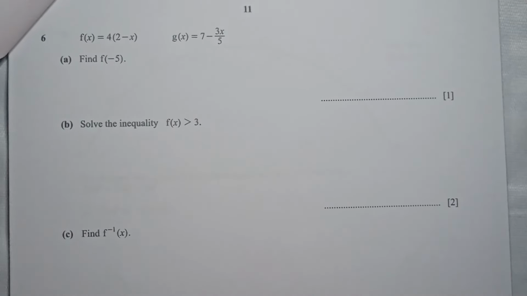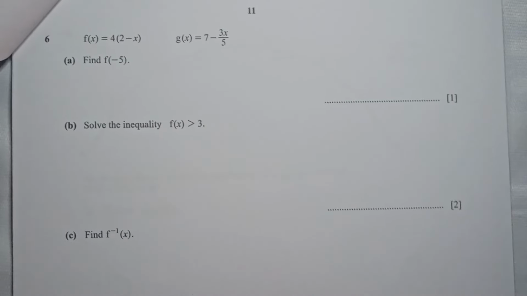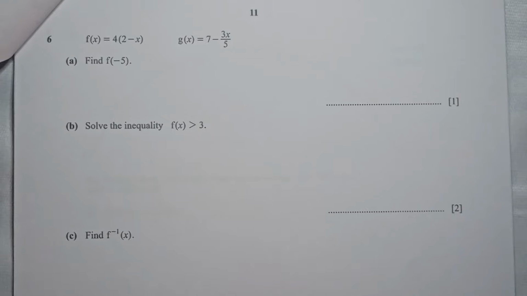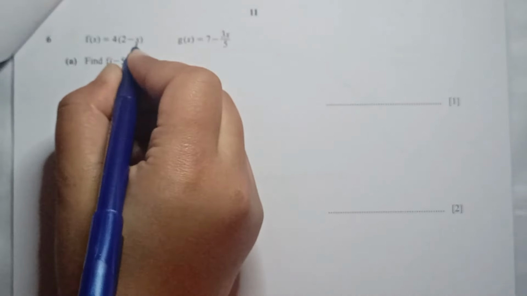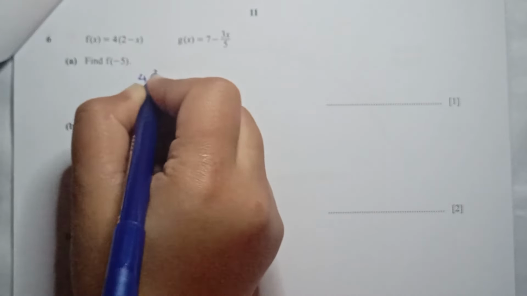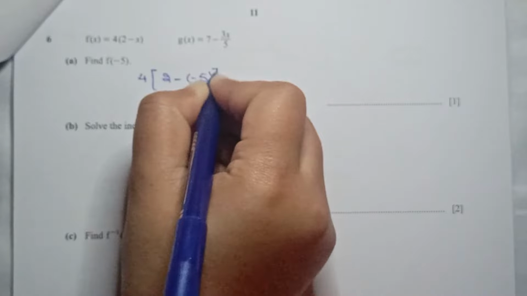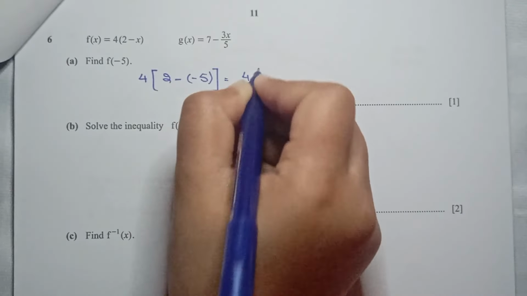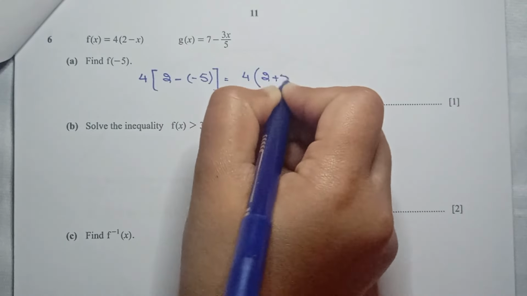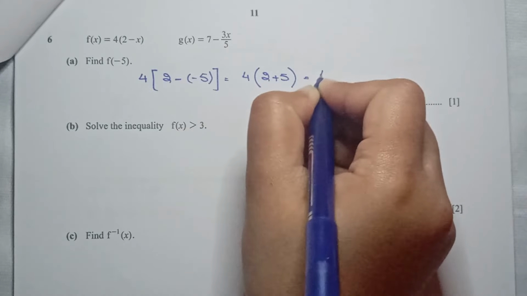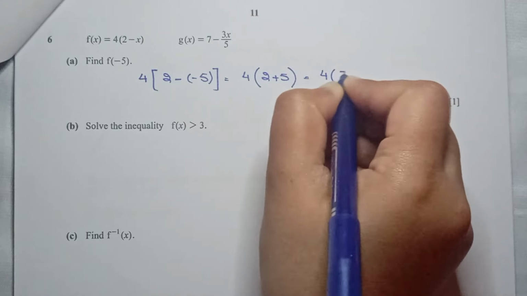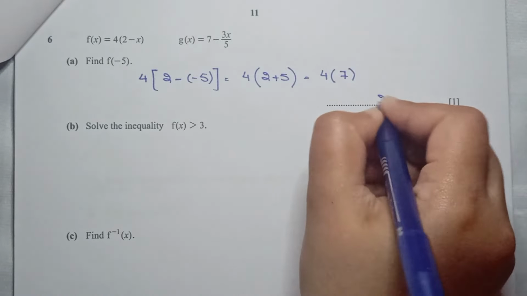Question number 6. f of x and g of x are given. Now for the first part we need to find f of negative 5. So just substitute x equals negative 5 over here. It would be 4 subtract negative 5. This would be 4 into 2 plus 5. This is 4 into 2 plus 5 is 7. So 4 times 7 is 28.